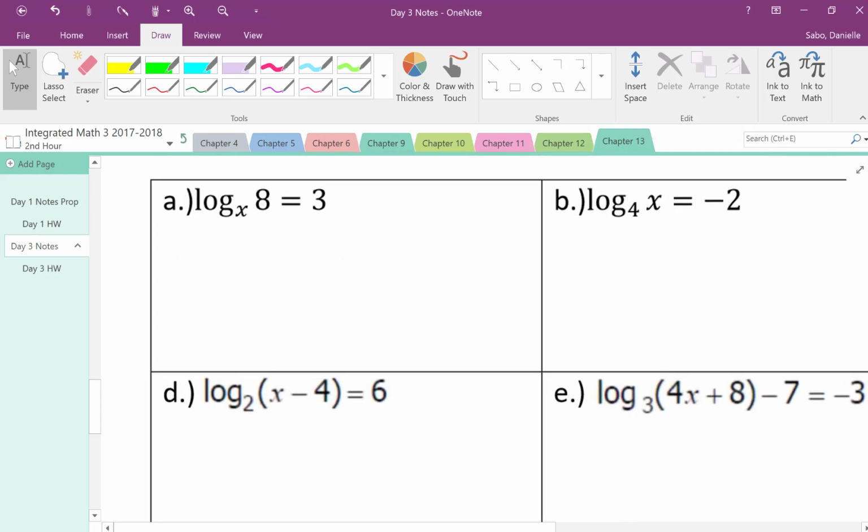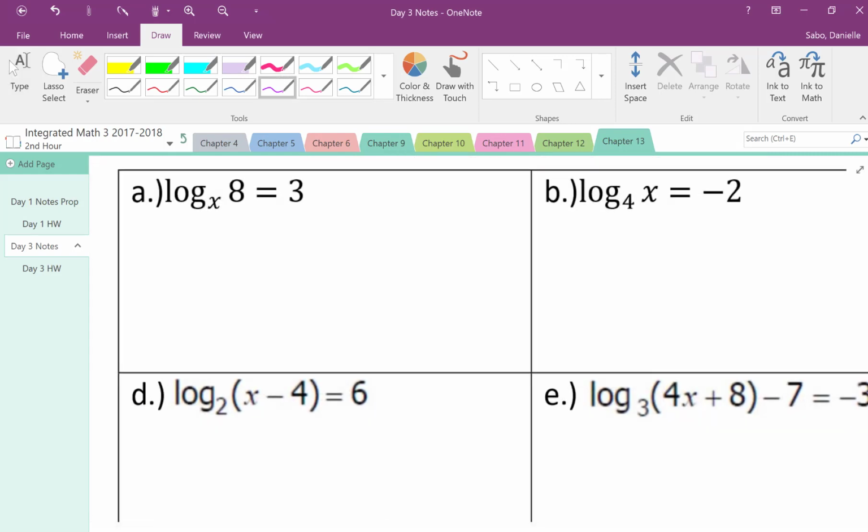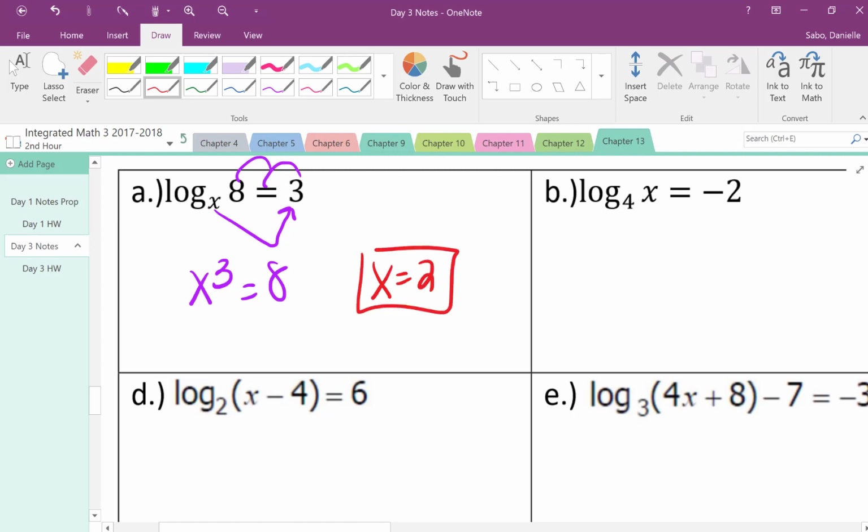Okay, so let's look at A. Let's convert. X cubed is equal to 8. There's a couple ways you can do this. You can take the inverse of cubing something, the cube root, or you can just know what to the 3rd power gets me 8. It's going to be 2. Yeah, we did this last chapter, but now we're solving. Okay, we want this answer.